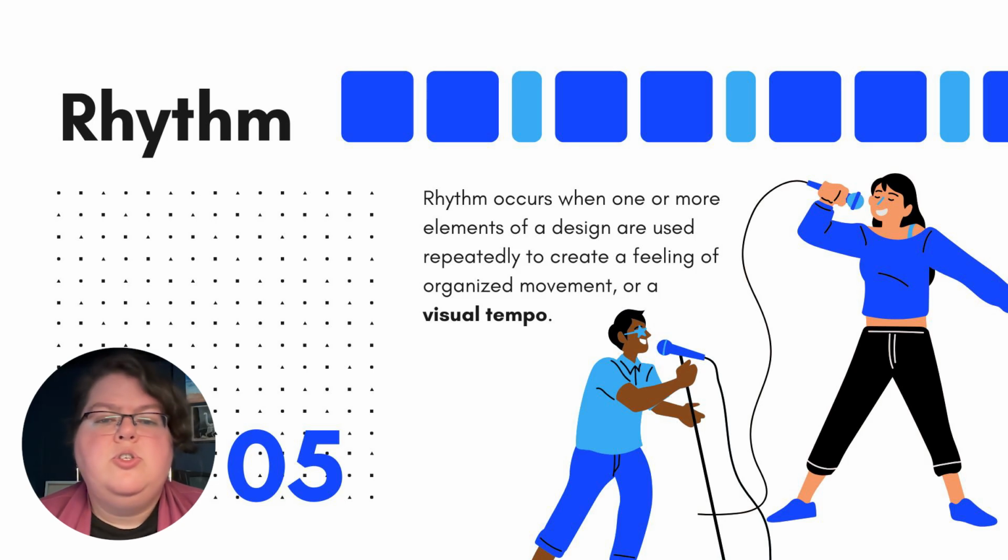Random rhythm follows no distinct pattern, and elements are placed at random. Flowing rhythm creates movement and fluidity by repeating patterns in a curved pattern using lines and organic shapes. Progressive rhythm subtly changes each repeated element to show a gradual progression.